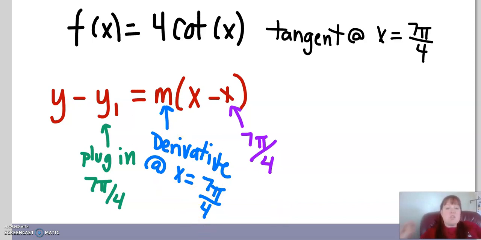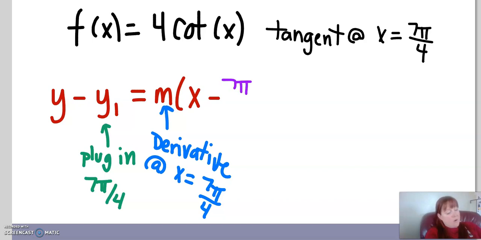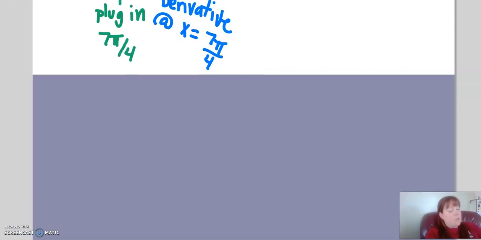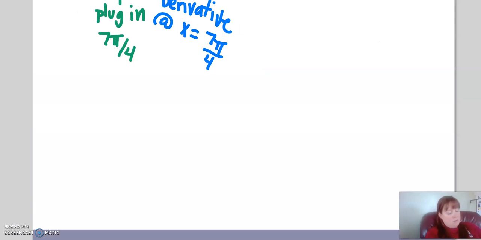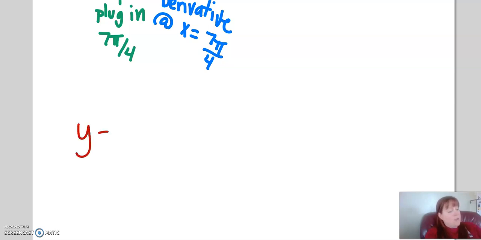So first things first, let's put our x and y values into our equation so that all we have to do is find the slope. We know that 7 pi over 4 is going to go in for x. Then we have to figure out what our y value is on this curve when x equals 7 pi over 4. So y equals 4 cotangent of 7 pi over 4. What is the cotangent of 7 pi over 4?